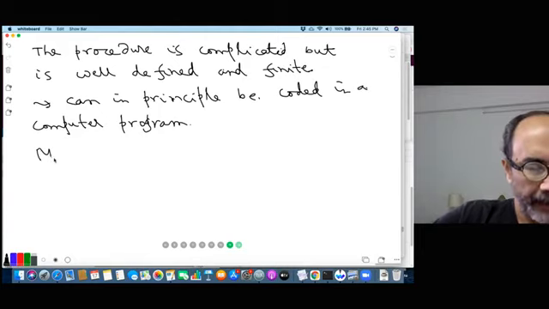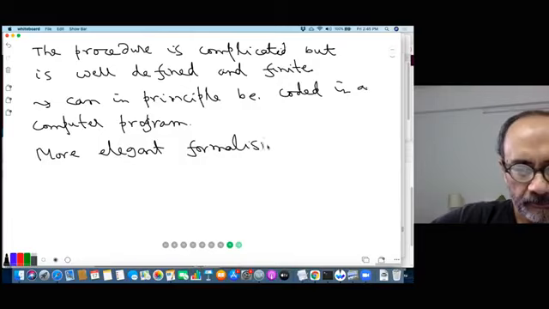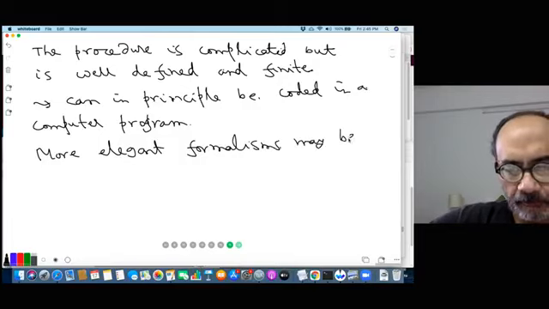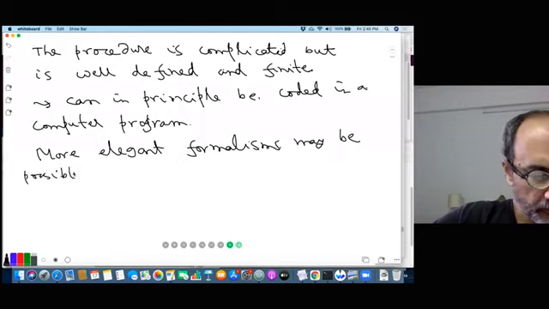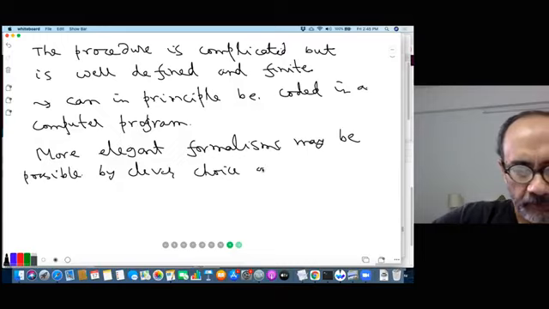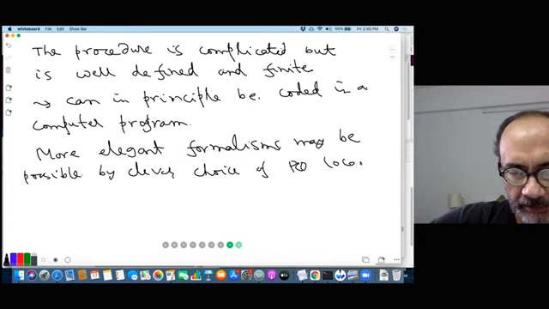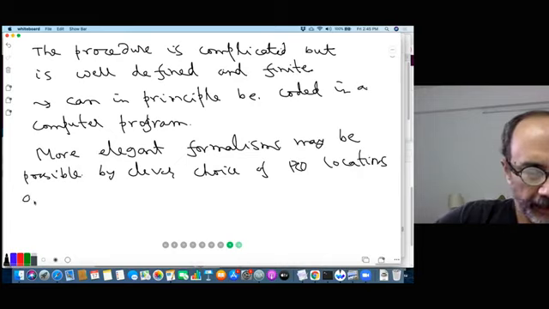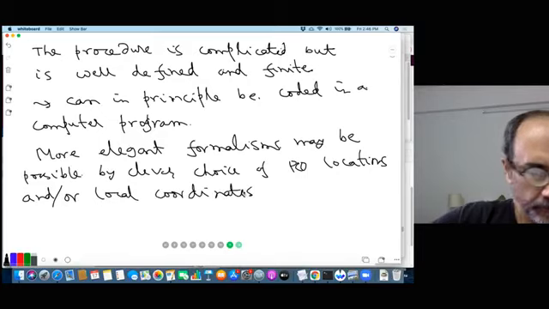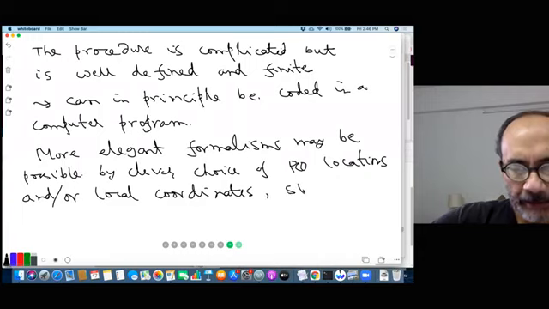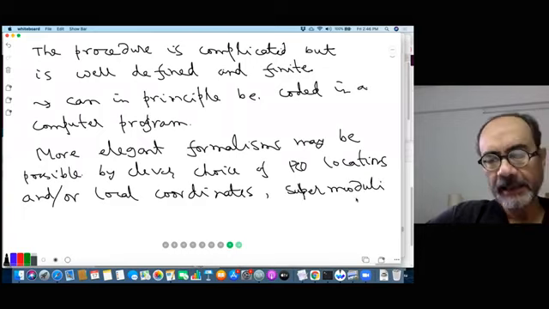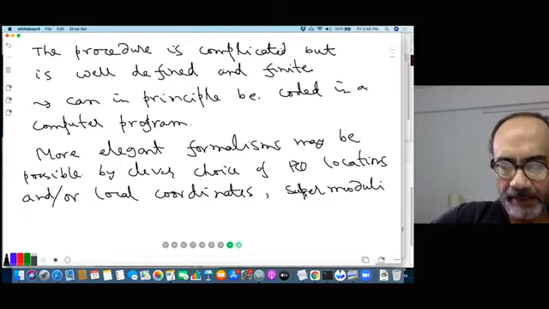Now, I should also add that more elegant formalisms may be possible by, say, clever choice of PCO locations, and or local coordinates, and also perhaps supermoduli. As I mentioned, that's the other approach, where you try to keep the world sheet supersymmetry as manifest as possible.